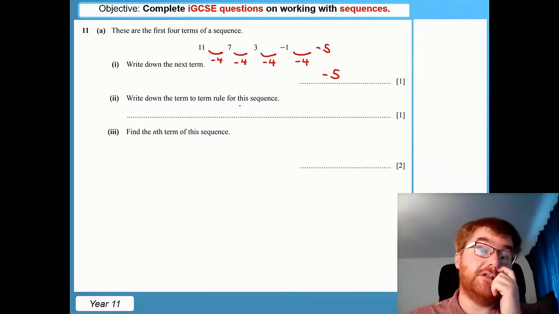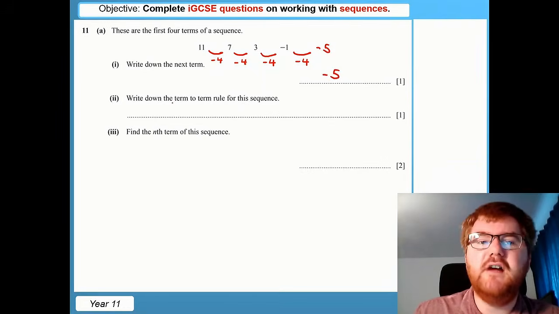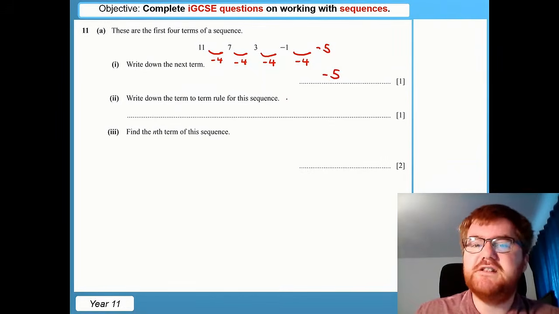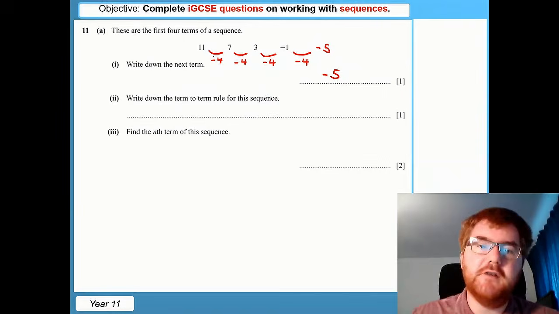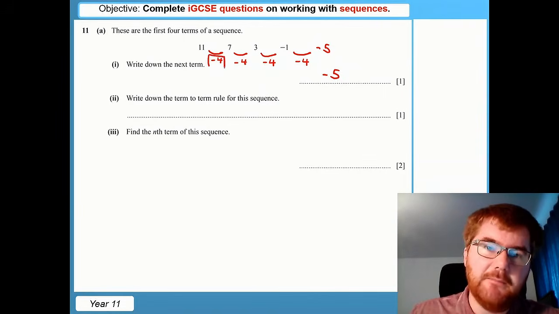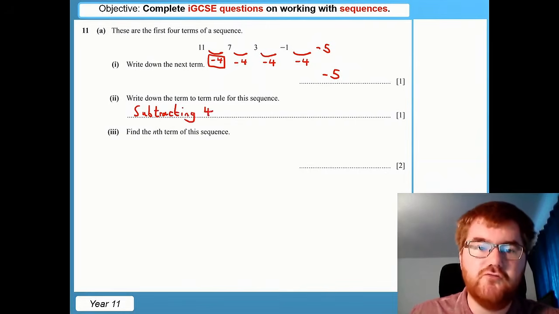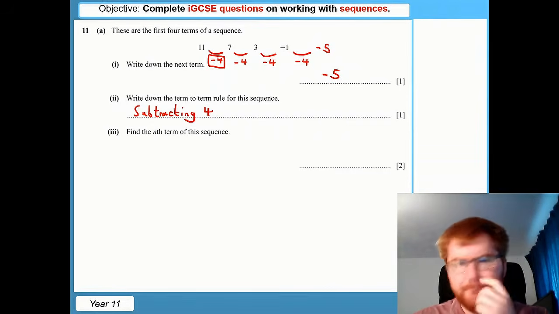And this is an interesting question. I haven't seen many like this. Write down the term-to-term rule for the sequence. So all they're asking for is what's happening each time. So all I need to do is write down that we are subtracting 4. That is what's known as the term-to-term rule, just subtracting 4.